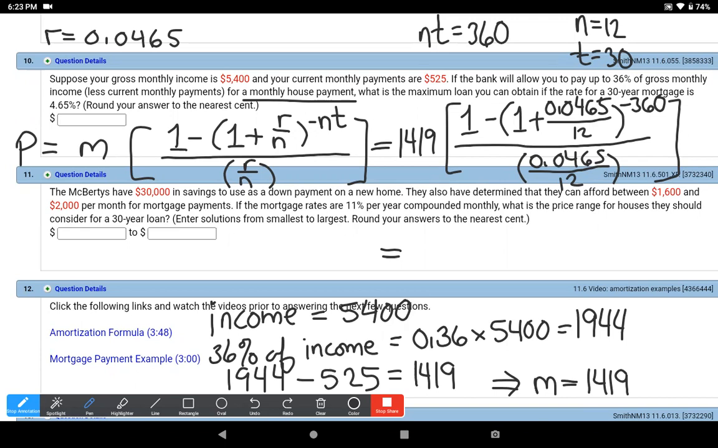1419 times parenthesis 1 minus parenthesis 1 plus 0.0465 divide by 12, in parentheses, caret negative 360, end parenthesis, divide by parentheses 0.0465, divide by 12, end parenthesis, end parenthesis.